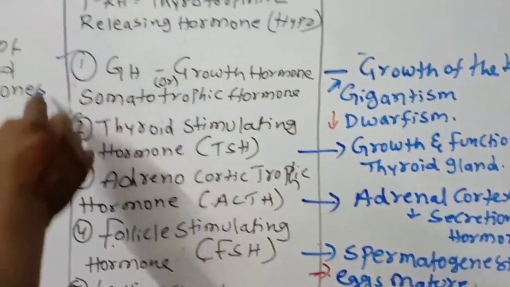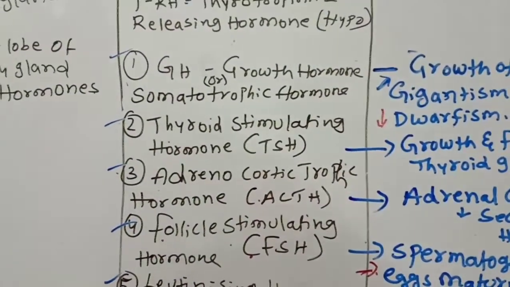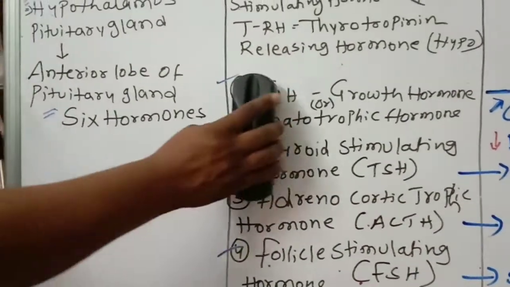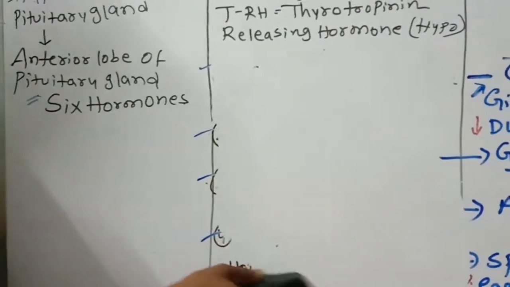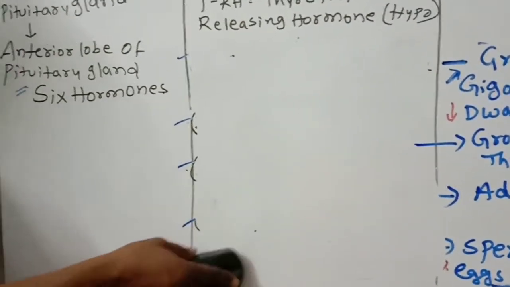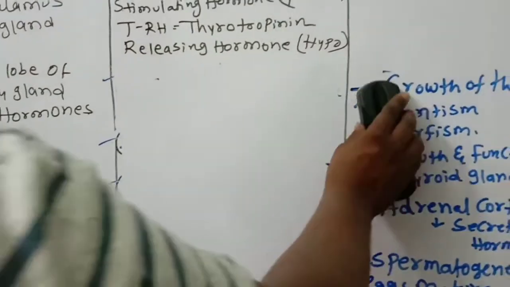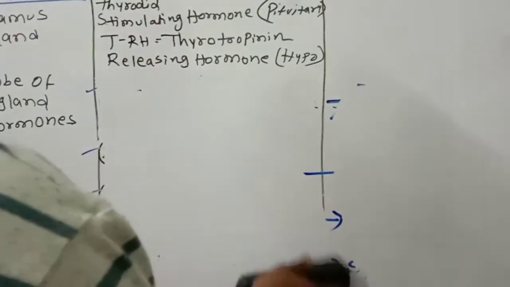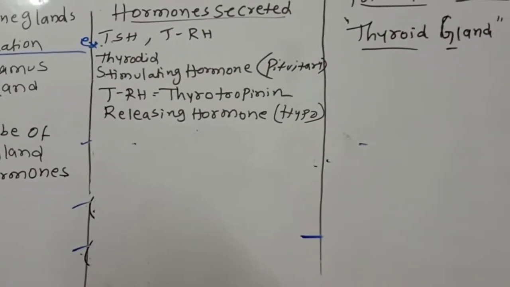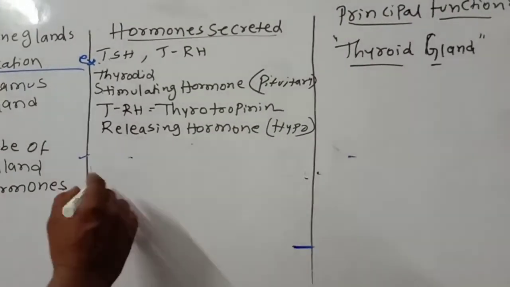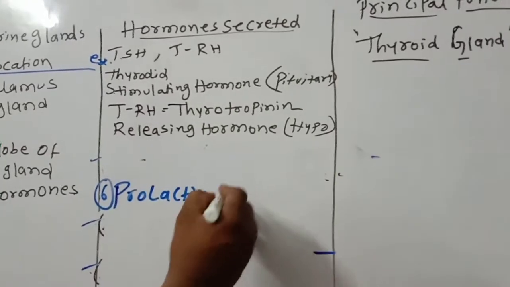So how many hormones? Six. But I have listed only 1, 2, 3, 4, 5. One more we will discuss. Observe very carefully, children. What is that one more hormone? The one more hormone is prolactin. The sixth hormone is prolactin. What is prolactin?